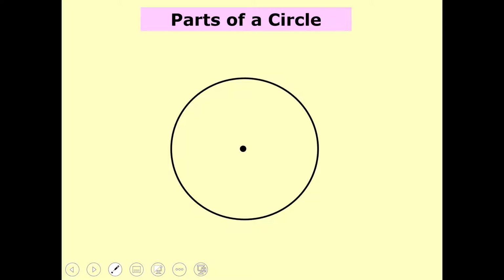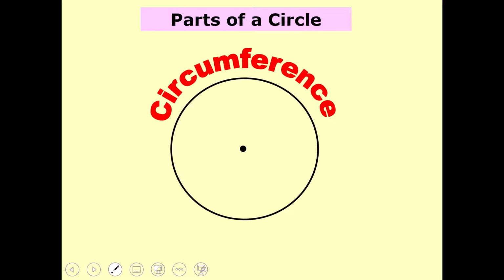So here we have a circle and all the way around the outside, so that length all the way around the outside, that is what we call the circumference of the circle. Technically it is the perimeter of a circle, but it's got a special name and we're calling it the circumference.